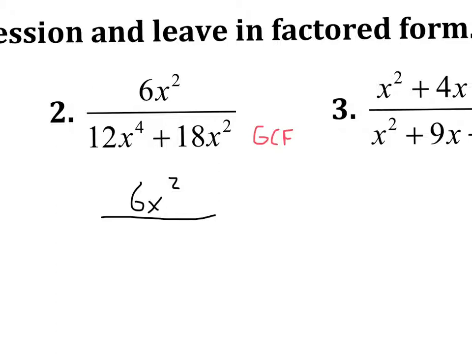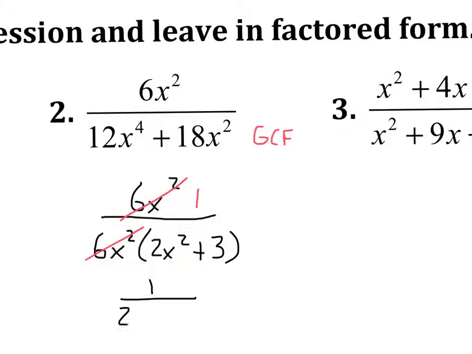And down below, I can pull out a 6x squared. When I divide this term by 6x squared, I get 2x squared. And then bring down the plus. And when I divide this last term by 6x squared, I get 3. And now what reduces? All of this reduces to 1 in both of those places. Don't forget to put the 1 in the denominator or numerator. Otherwise, people forget and will often place this denominator above.